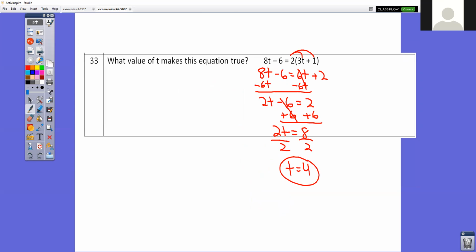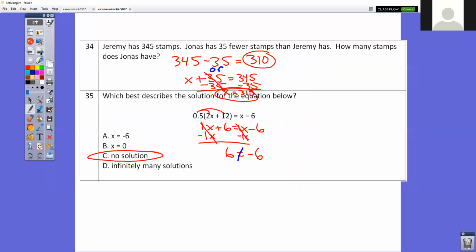In question number 33, you want to use the distributive property. So take the number outside, multiply by both things inside. 2 times 3t is 6t. 2 times 1 is 2. Again, just like the previous problem, we have letters on both sides, so subtract 6t. Now it's just a two-step equation. Add 6's, divide by 2's, you get t equals 4.